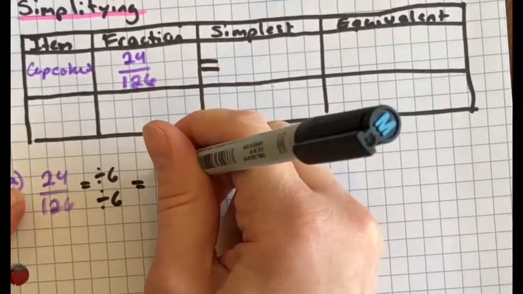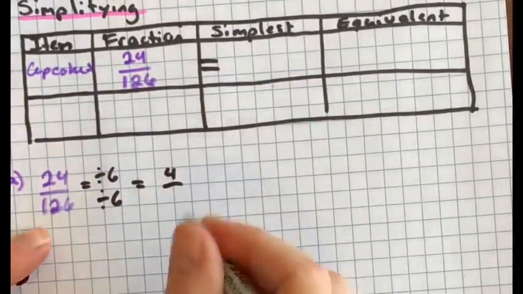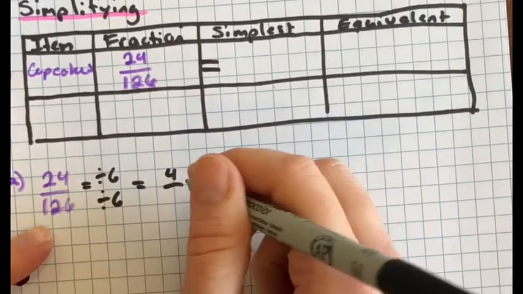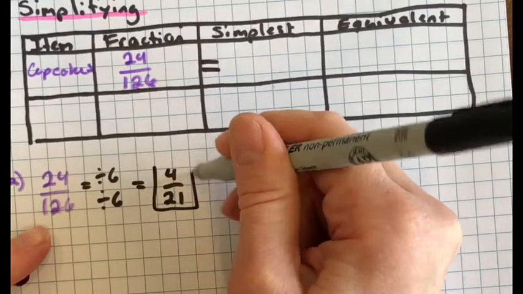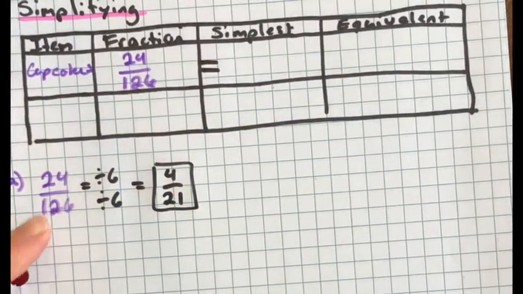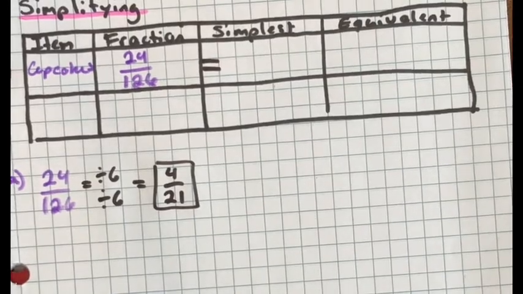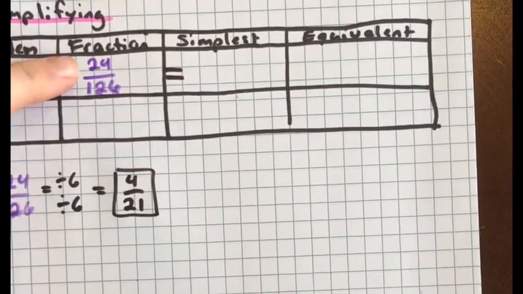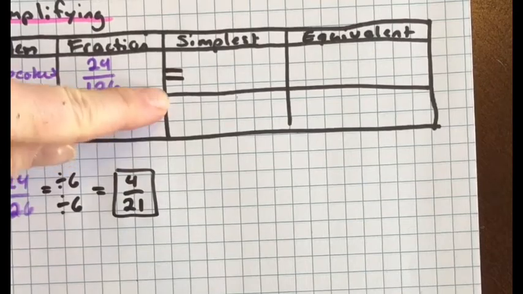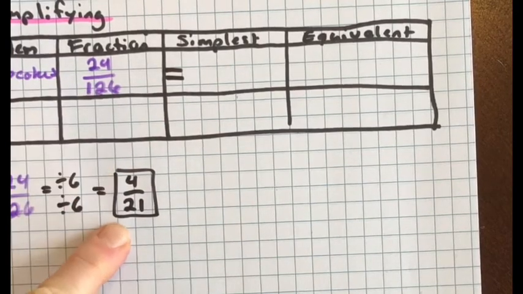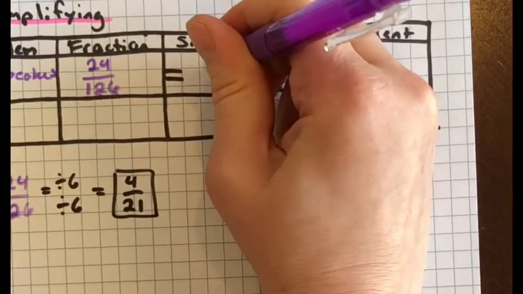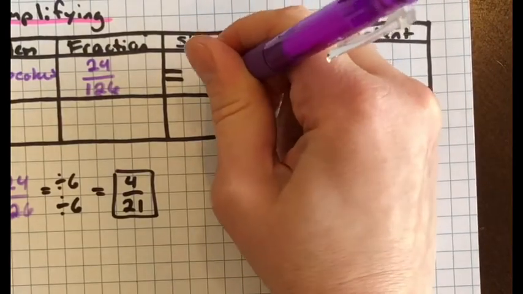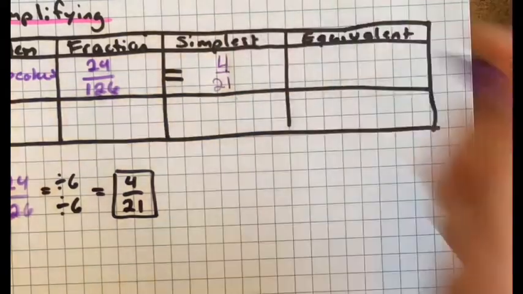24 divided by 6, and you get a 4. 126 divided by 6. By the way, I looked at a calculator for this one, just so you know. You can do the same. Gives you 21. That is simplified. So I'm going to fill that into my chart. 24 out of 126 simplifies down to an equivalent 4 21sts, or 4 out of 21. So now I'm going to rewrite it in simplest form. 4 out of 21, fill it into the chart.